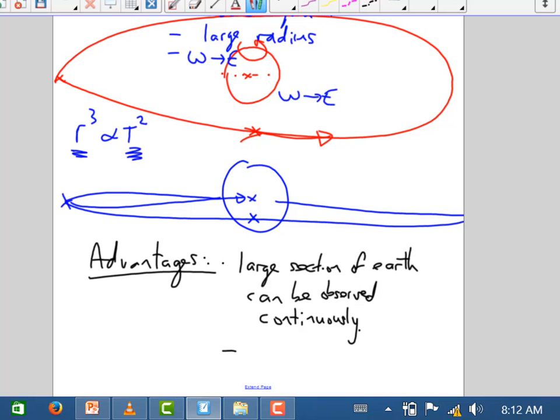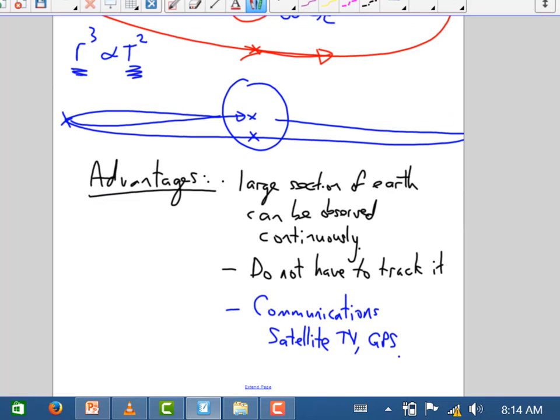Other things are, you do not have to track it across the sky, because it's always in the same point. So that's good for communications. You can always have your satellite dishes pointed at that one satellite, and it'll give you the feedback or send the message somewhere else. So there's two big advantages of it. So usage you can get out of that would be communications, satellite TV, GPS and so on.